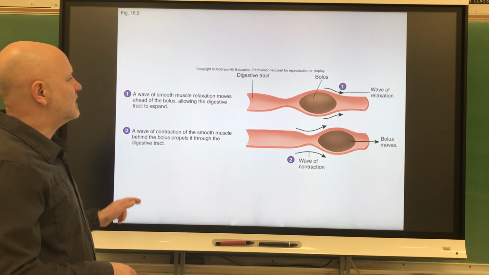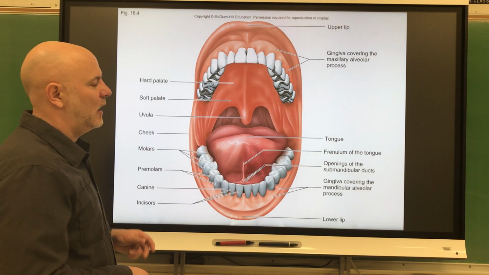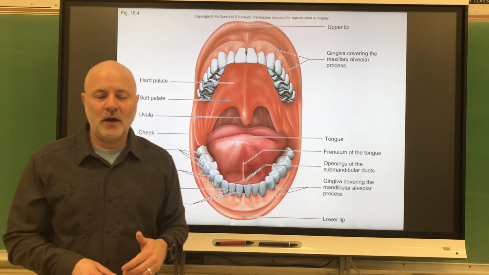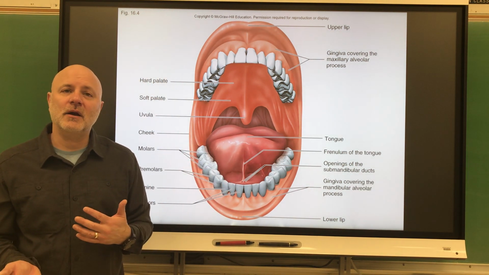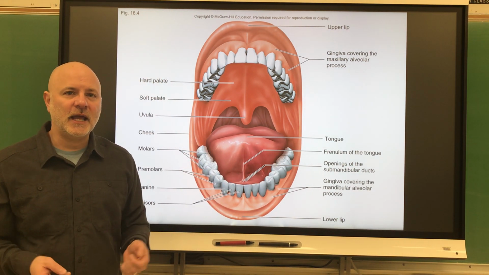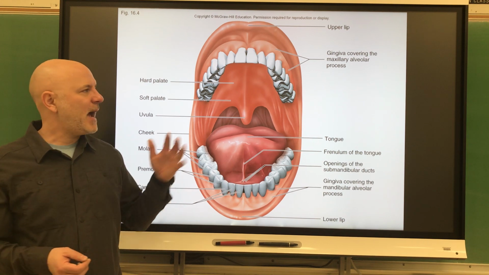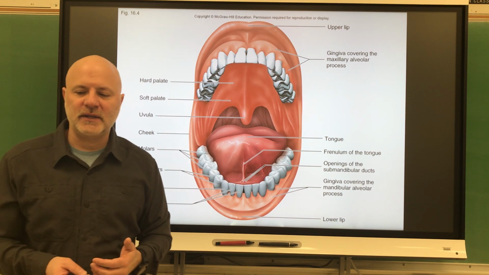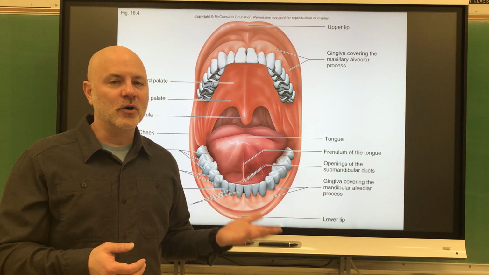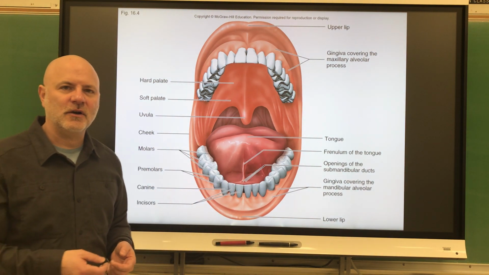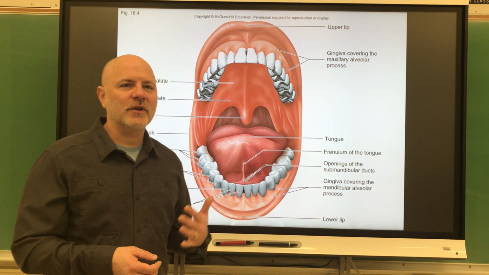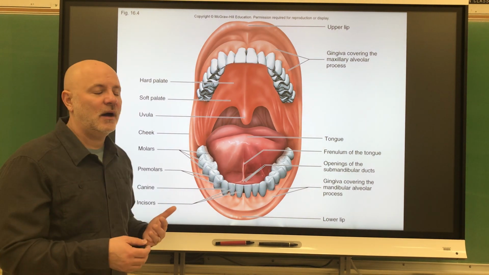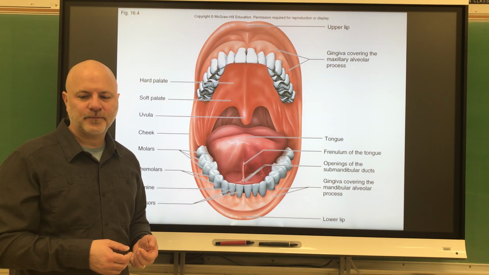All right, so now let's take a look at the organs of the digestive tract, of the digestive system. We're going to start here with the mouth, and obviously we're going to end with the anus. So the mouth is where the mechanical breakdown of food occurs. Most of it, some of it, is also going to occur in our stomach. And this is also where the chemical digestion of carbohydrates begins.